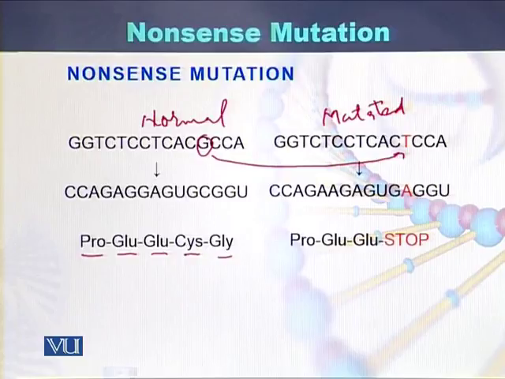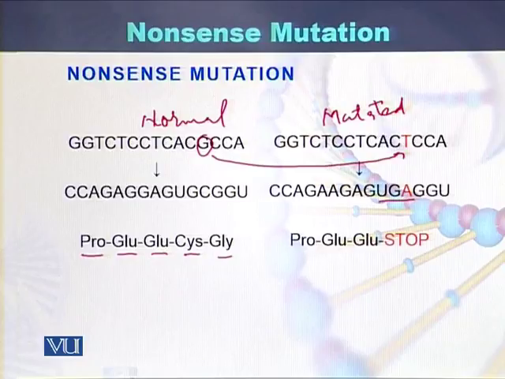So at the DNA level, there is a change. Nucleotide guanine is replaced by nucleotide thymine. As a result of this change, the codon is converted into a stop codon. So UGA is a stop codon.